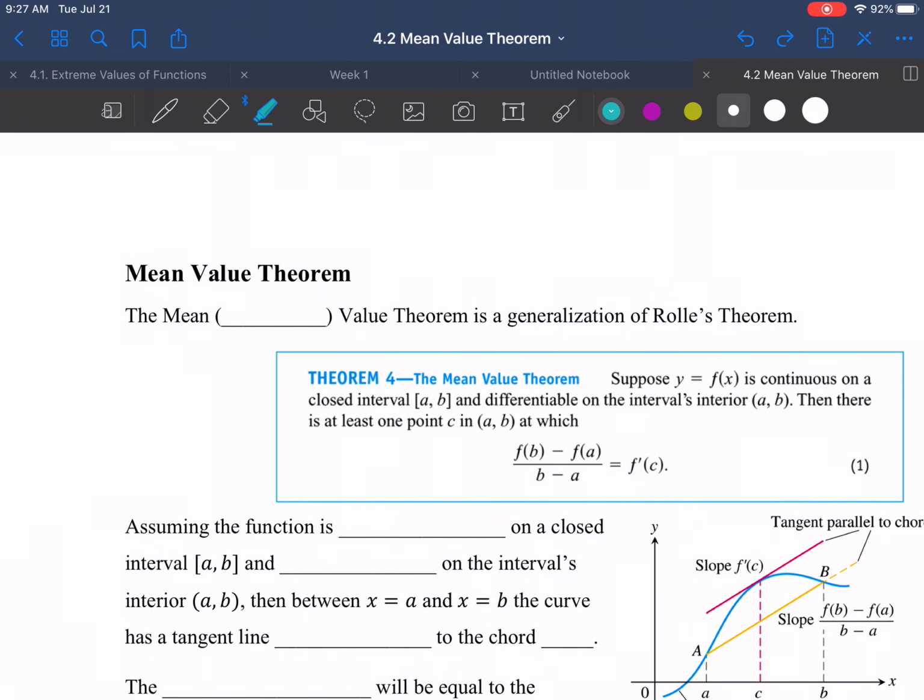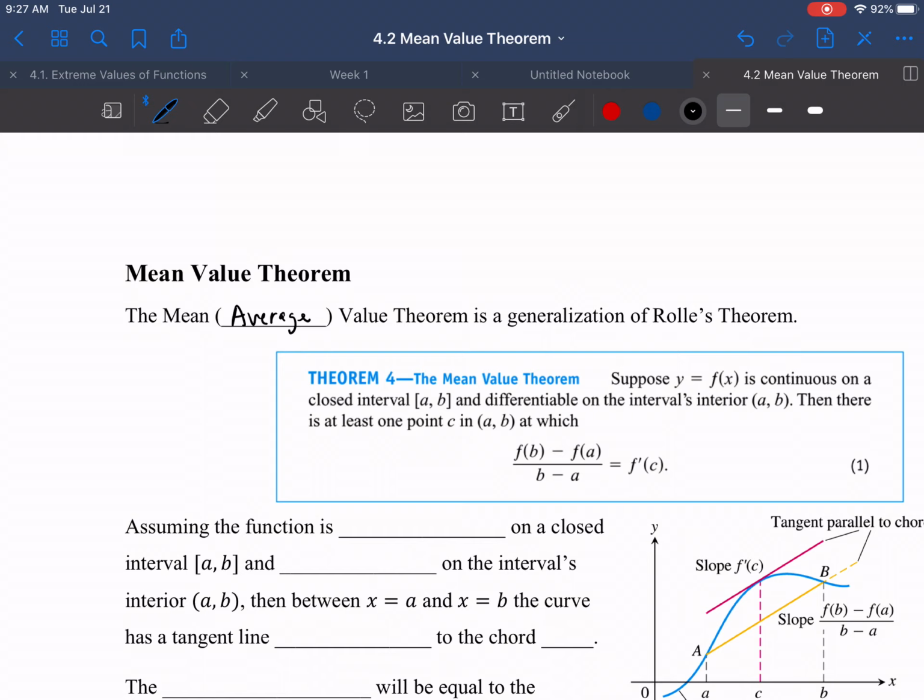The mean value theorem. The mean or average value theorem is a generalization of Rolle's theorem. What this basically says is that if f of x is continuous on a closed interval AB and differentiable in the interior AB, then there is at least one point C in AB where this is the case. All right?